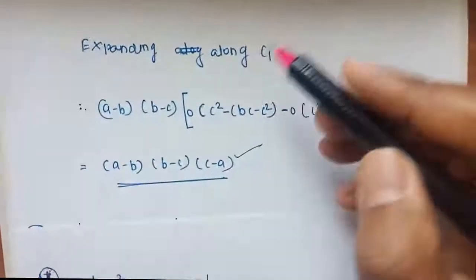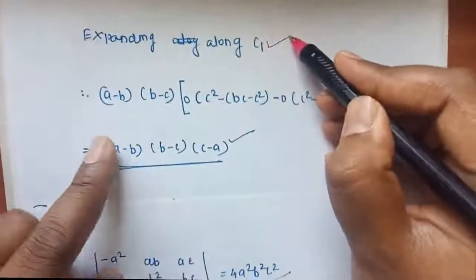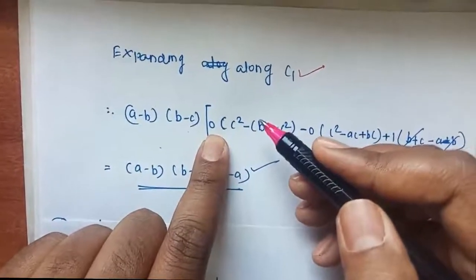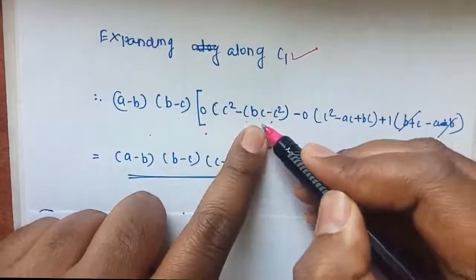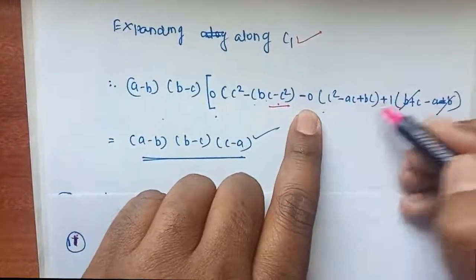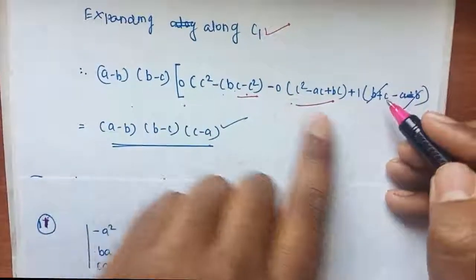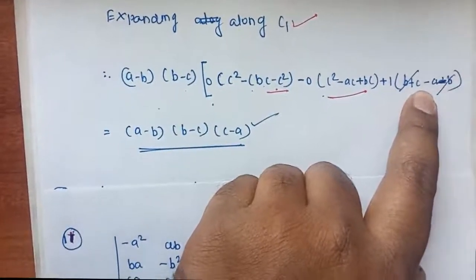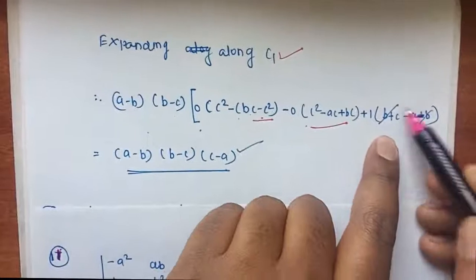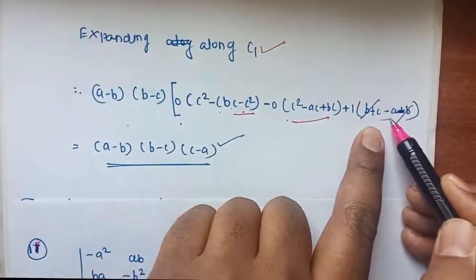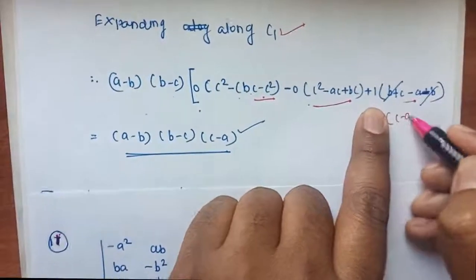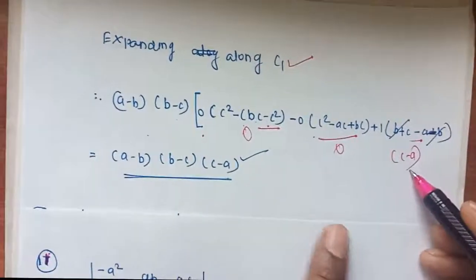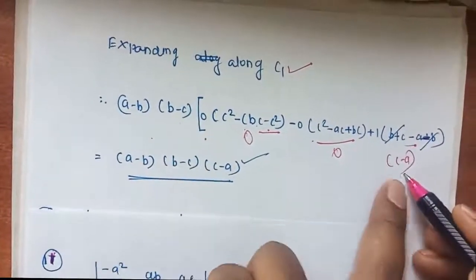So if I expand the previous determinant along c1, I will get a minus b, b minus c as it is, bracket of 0, this is the first column element, into bracket of c square minus bc minus c square, again minus 0 into c square minus ac plus bc, plus 1 into bracket of b plus c minus a minus b. So now minus b plus b is cancelled, so just c minus a will be here. C minus a into 1 is c minus a. 0 into everything is 0, so remaining is only c minus a. So I got the answer as a minus b, b minus c, and c minus a.